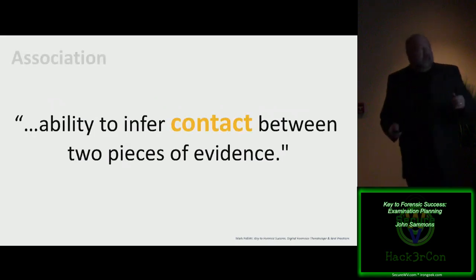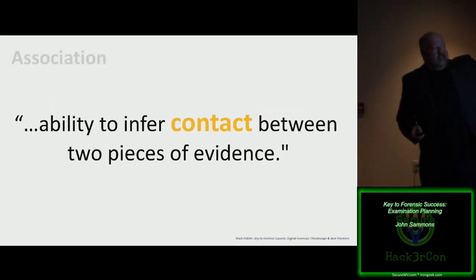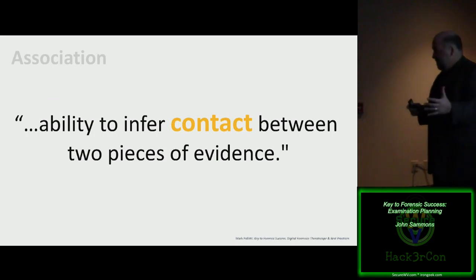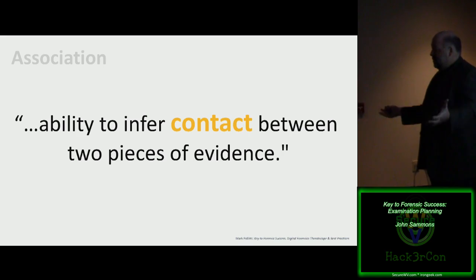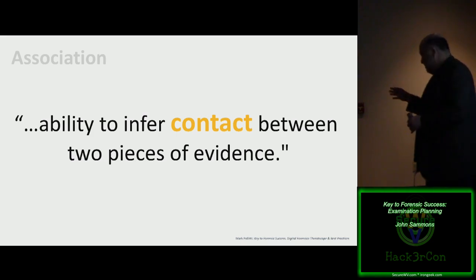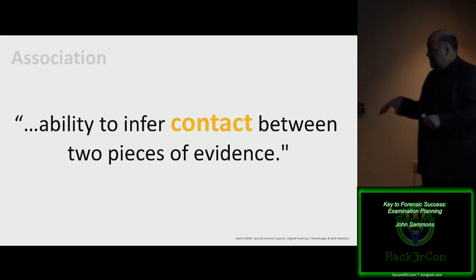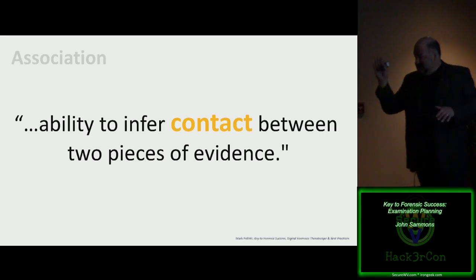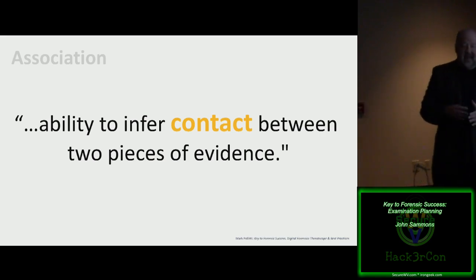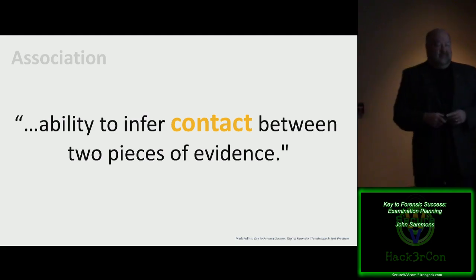Now we're on to association. When we talk about associating things, we're talking about the ability to infer contact between two pieces of evidence. So we go back to our murder scene. We want to infer contact between, let's say, a suspect and this room. We may find shoe prints, DNA, or blood spatter. We want to be able to tie that person into this room. We can infer contact, and we can associate them with the evidence in here with something that they possess. We can infer contact between them and this crime scene, for example.